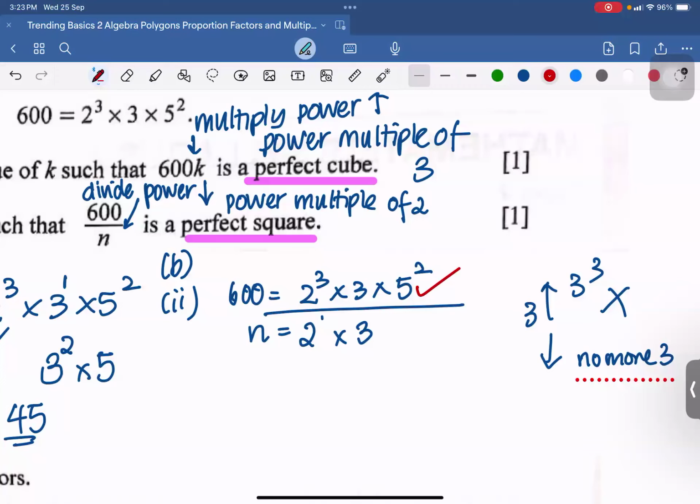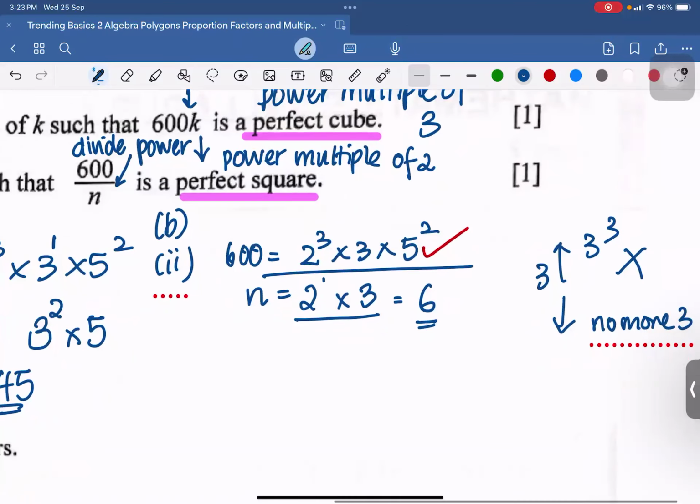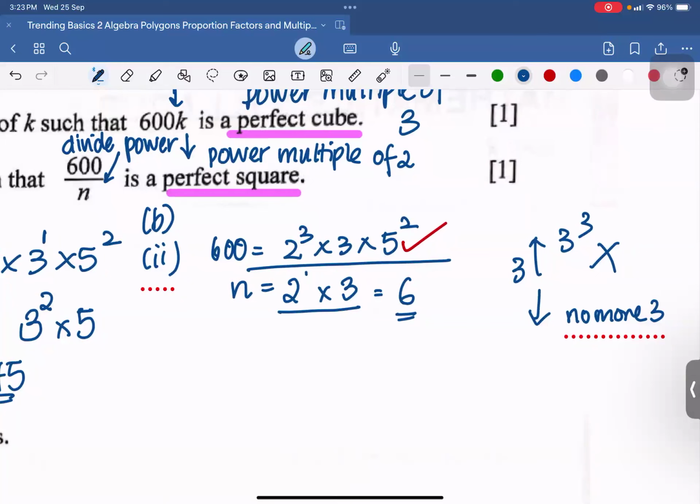So what is the number n? N is the number 6. Okay, anyone need me to repeat this portion? Do you understand? Okay, those who are okay with this, you give me a signal, then I continue.